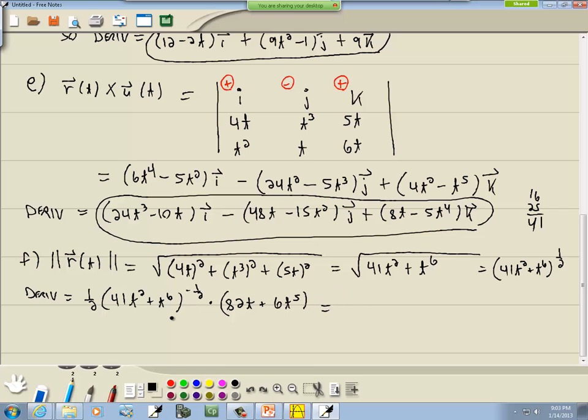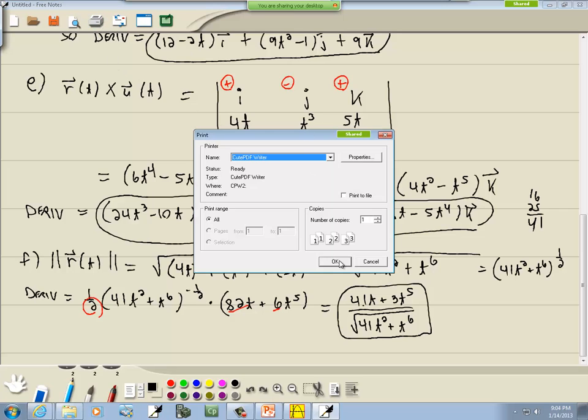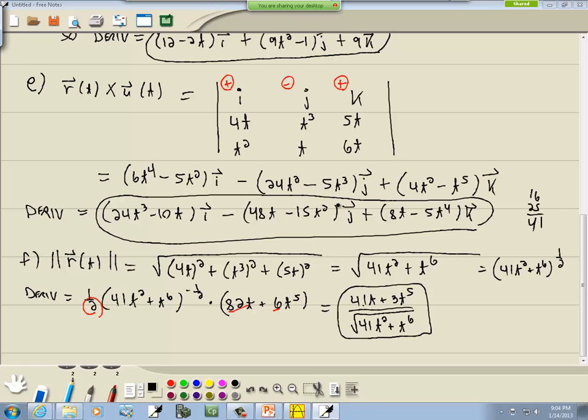And the negative 1/2, I'm going to take all that down to the denominator. Now see how we have a 2 here, and 82 and 6? Those are going to simplify. So that 2 is going to disappear there. And this becomes 41t plus 3t to the 5th over, and the 1/2 power, when I take it down below, that's a square root. So 41t squared plus t to the 6. And again, assuming no basic math error, that's our answer. So let's save that. Kind of a long problem, that one was.